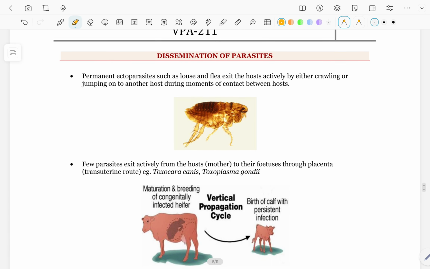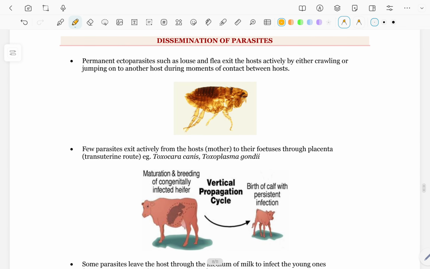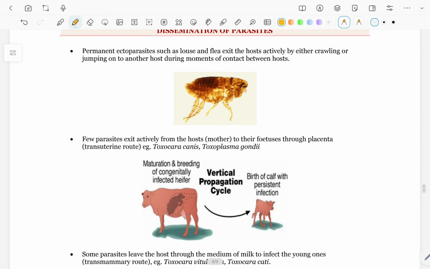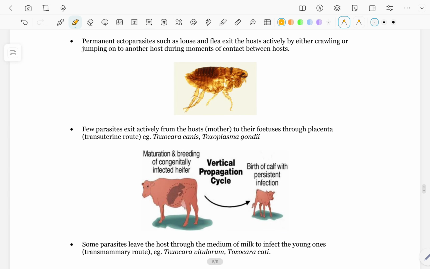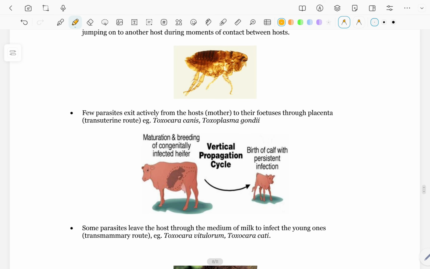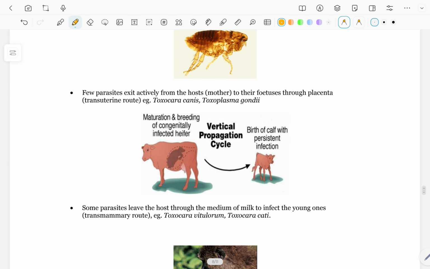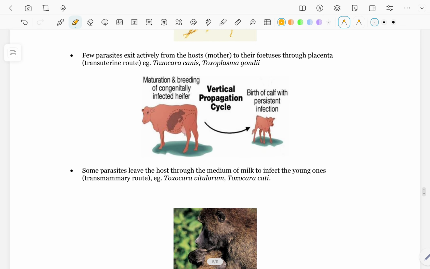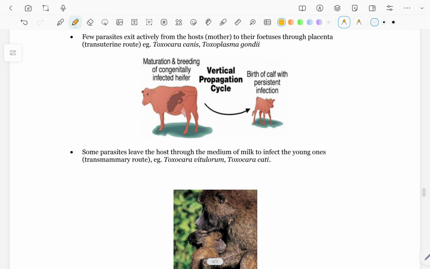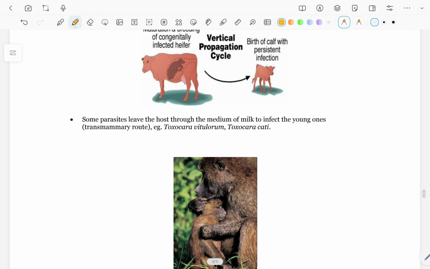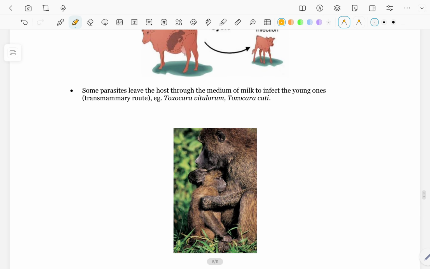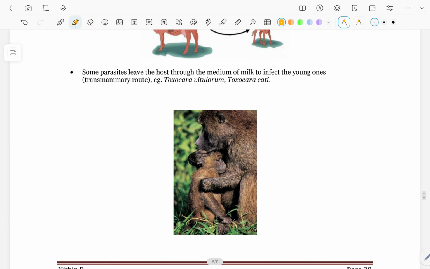Few parasites exit actively from the host mother to their fetuses through the placenta, the transuterine route. Example: Toxocara canis, Toxoplasma gondii. Some parasites leave the host through the medium of milk to infect the young one, the transmammary route. Example: Toxocara vitulorum, Toxocara cati.